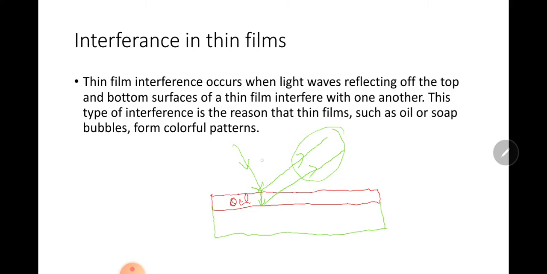Now in this case, this is the incident ray. It hits the oil surface and some of its portion is reflected and some is refracted, and when it bounces back from the second layer, a phase difference will take place between these two, ray 1 and ray 2.